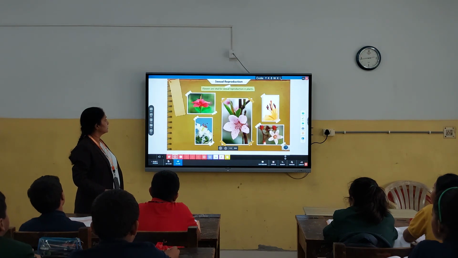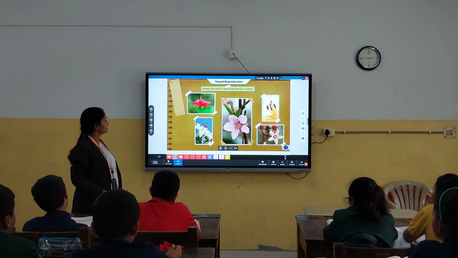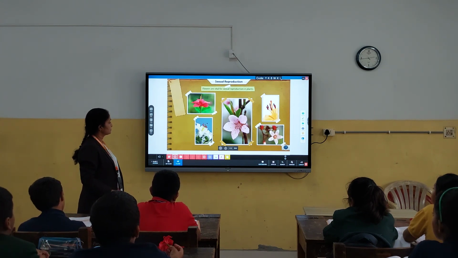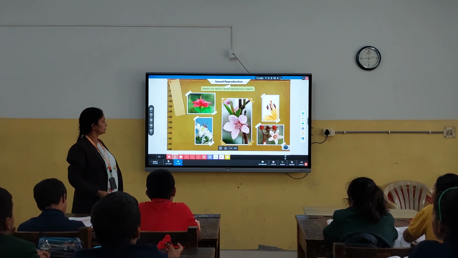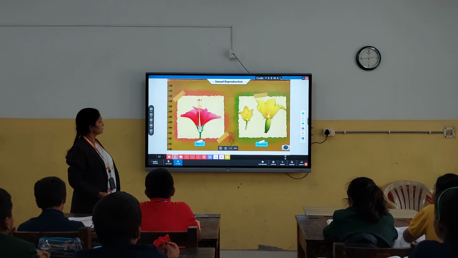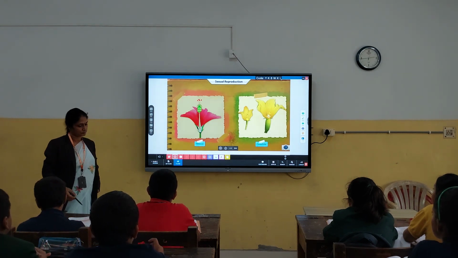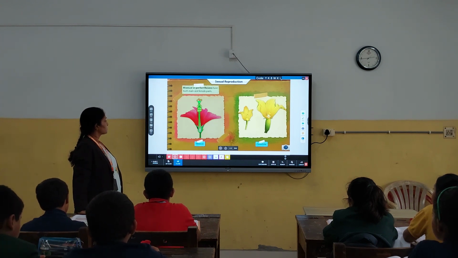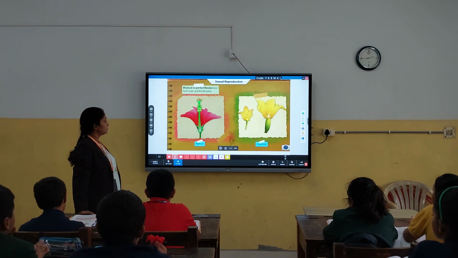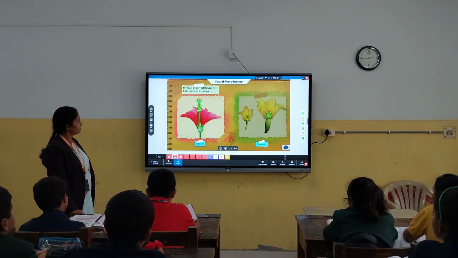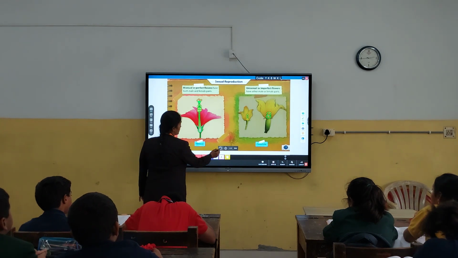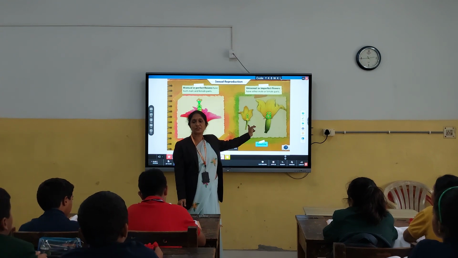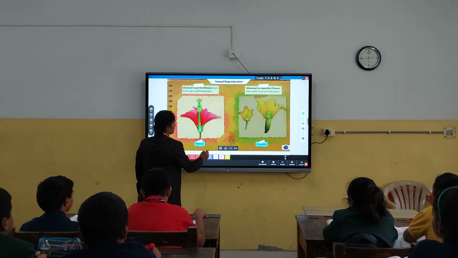In flowering plants, the reproductive structures of the plant are found in the flowers. Though we see a wide variety of flowers in nature, their basic reproductive parts are the same. Many plants have complete flowers that have both male and female parts. These are called bisexual or perfect flowers. Other varieties have either only male or female parts. These are called unisexual or imperfect flowers. Now see here in Cucurbita, here only stamen is there and here only pistil is there. So they are unisexual flowers.